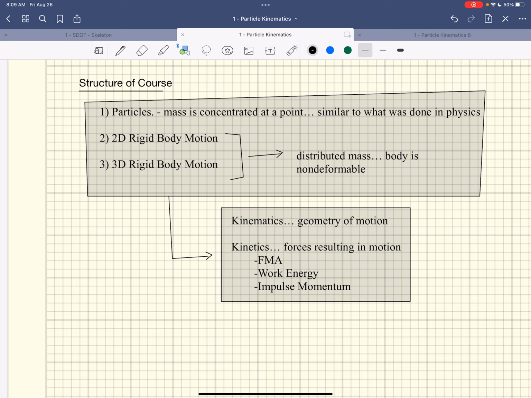So just to clarify, we're going to do particles. First thing in particles, we're going to do particle kinematics. Once we get through particle kinematics, then we'll do particle kinetics. And then we'll start out with force, mass, acceleration, work energy, impulse, momentum.